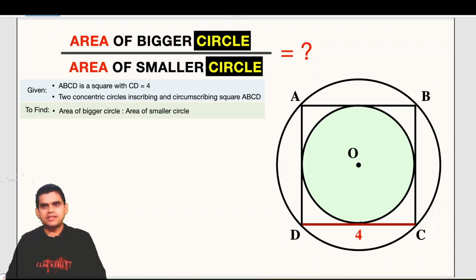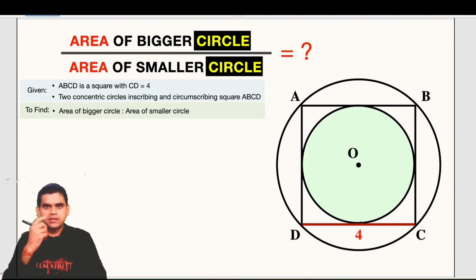Today I am back with an interesting question. In this question, a square ABCD is given and its side length is 4 units. We have two circles. One circle is inscribed inside this square ABCD and there is another circle which is circumscribing this square ABCD. In the question, we are asked to find the ratio of the areas of the bigger circle and the smaller circle.